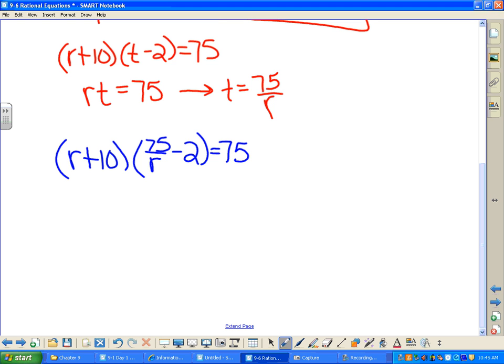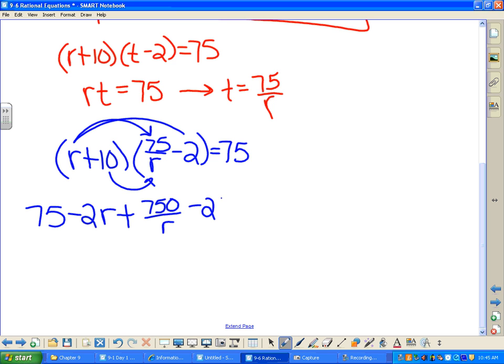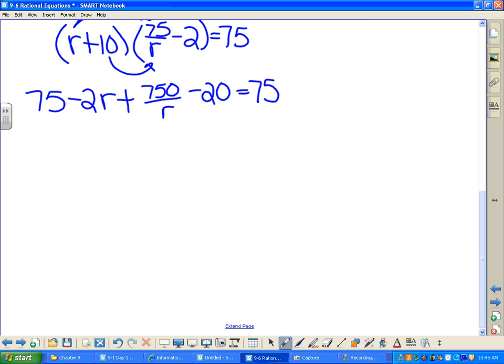All right, what do you think we're going to have to do first to solve this one? FOIL it. Okay. That's just going to give you 75 minus 2r plus 750 over r minus 20 is equal to 75. Do you agree that that's going to be negative 2r plus 750 over r is going to equal, subtract a 75 and add a 20, won't that just be 20? Now, this is just like the equations we just got done solving.